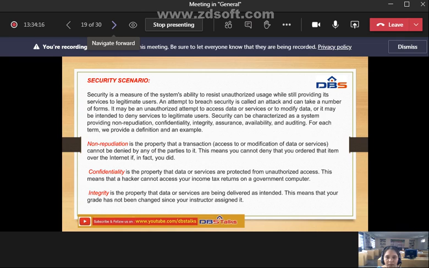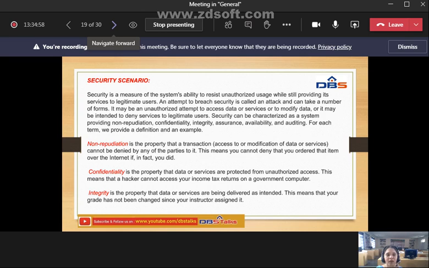So security is a measure of the system's ability to restrict unauthorized usage. Without permission or accessibility, if somebody accesses that information, it can restrict that type of usage, while still providing services to legitimate users. Legitimate means authorized users. It provides services only for authorized users. That is security.